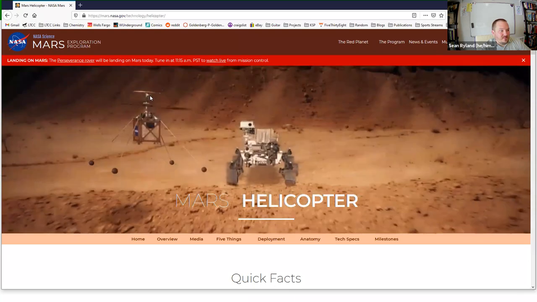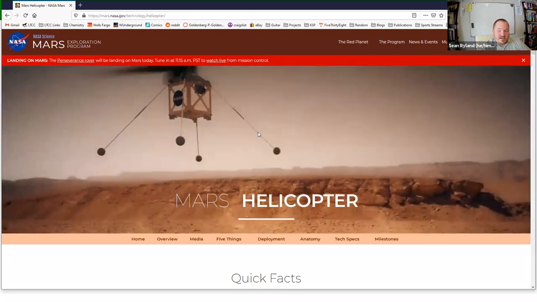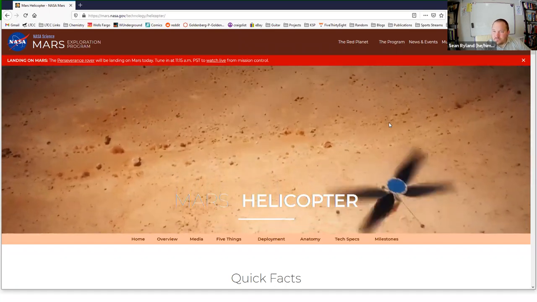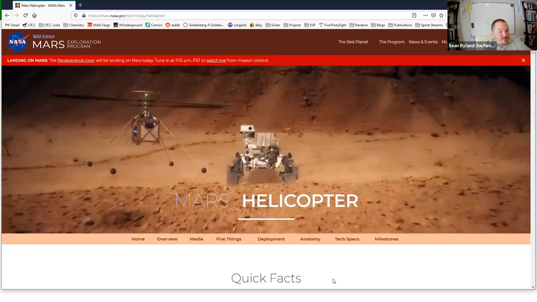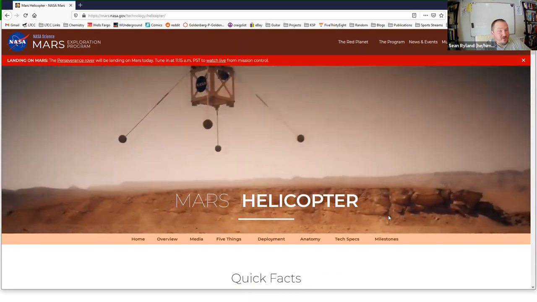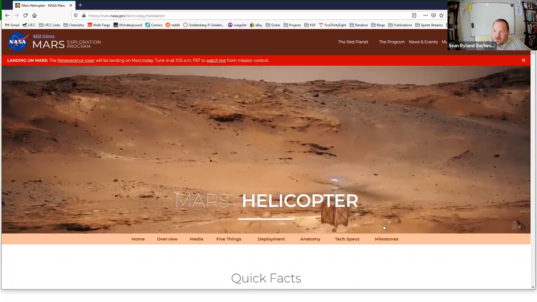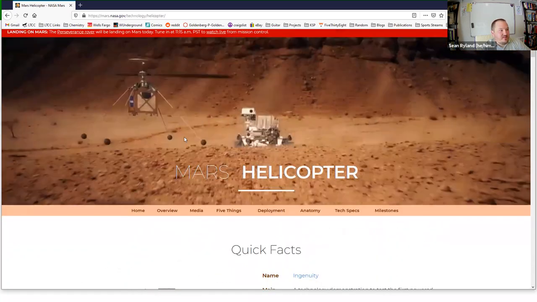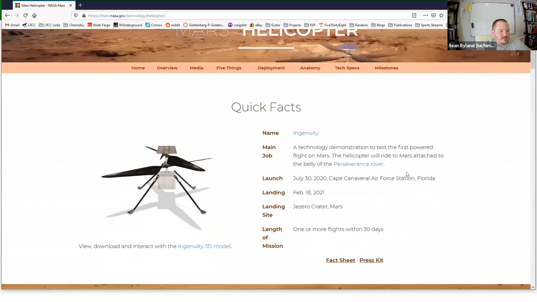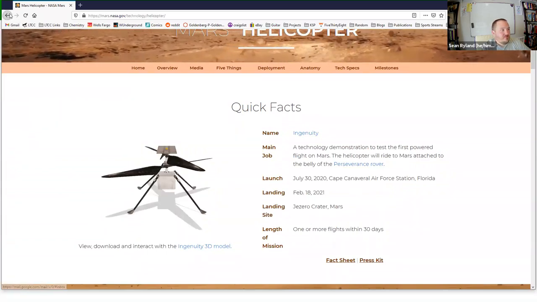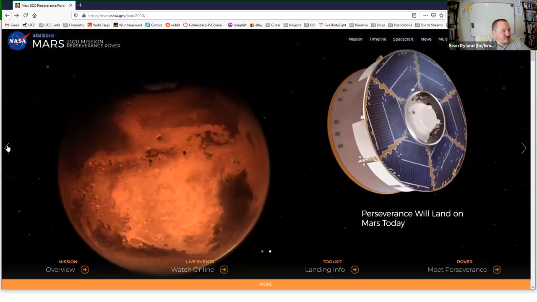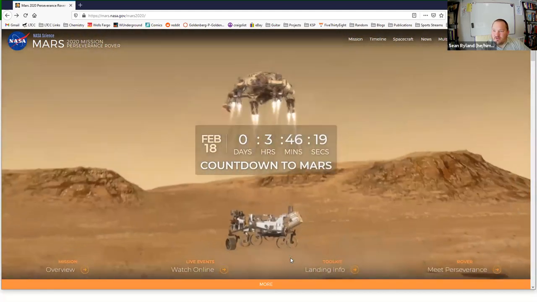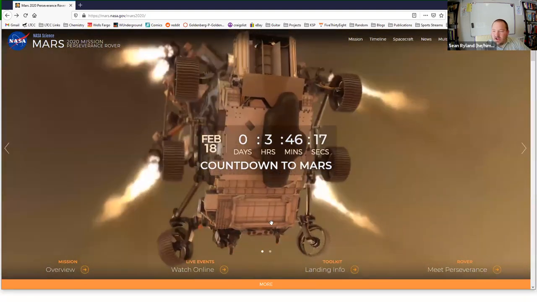If you look at that, the size of the blades is actually a lot wider than it would be on Earth for that reason. So very interesting. This would be the first powered flight on Mars, assuming that this works properly and that the landing goes well. They basically just strapped it to the belly of the rover. If you watch that other CGI animation, that little black thing right there on the bottom of the rover is the helicopter.